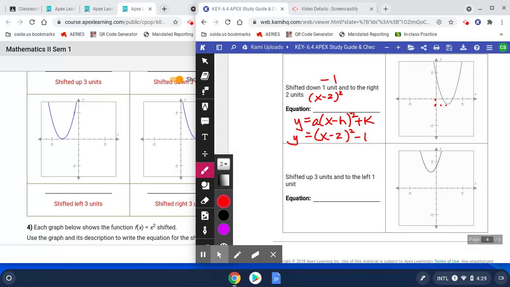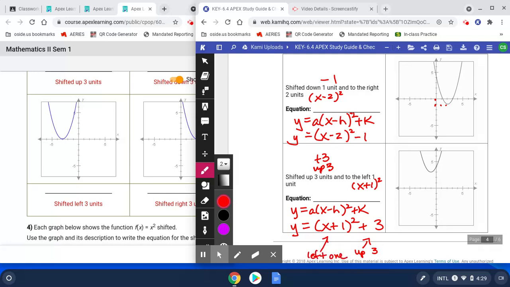Shifted up 3 units and to the left 1 unit, so up 3 is going to be a +3 at the very end of the function, and to the left 1 is going to have an x + 1 inside the parentheses with the x. So again, (x - h) squared + k, this is our vertex form of the parabola. We're going to go (x + 1), that's the shift left, and then up 3 is going to be the +3 at the end. This means up 3, and this means left 1 unit.